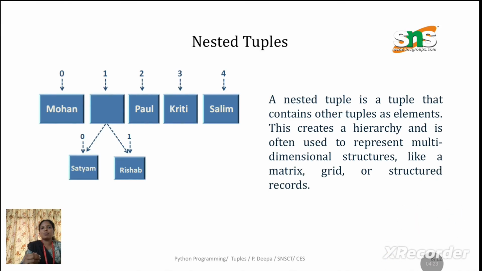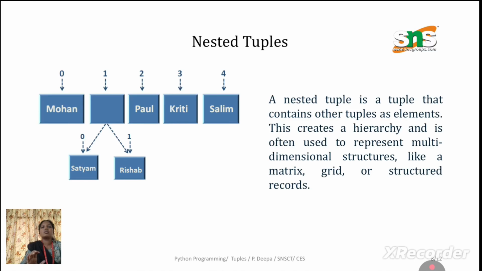So the nested tuple. We already know what nested means: within a within a. A nested tuple is a tuple that contains other tuples as elements. This creates a hierarchy, often used in the representation of structures. So we can refer to it by the index value. The indexed value starts from 0 and goes up to the last element we have.